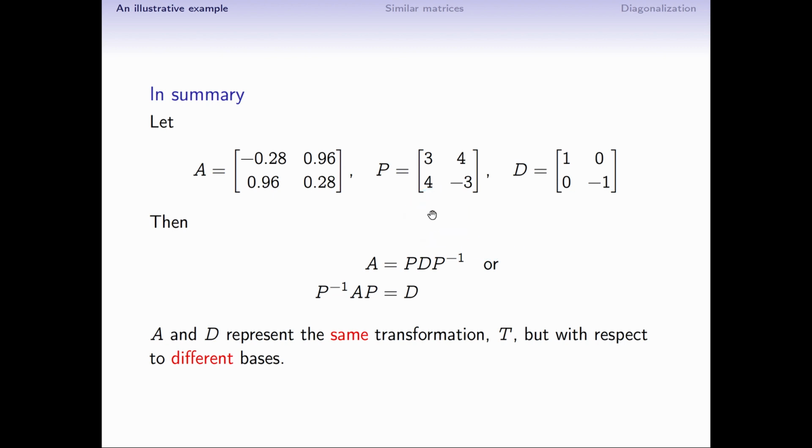And what we've shown is that A can be expressed as P times D times P inverse, and equivalently, by multiplying both sides on the right by P and both sides on the left by P inverse, we can write D as P inverse times A times P. So we can think of A and D as being related to each other through these equations. Now, the thing to remember, though, is that A and D represent the same transformation, T, but with respect to different bases. Now, this brings us to the all-important concept of matrix similarity.